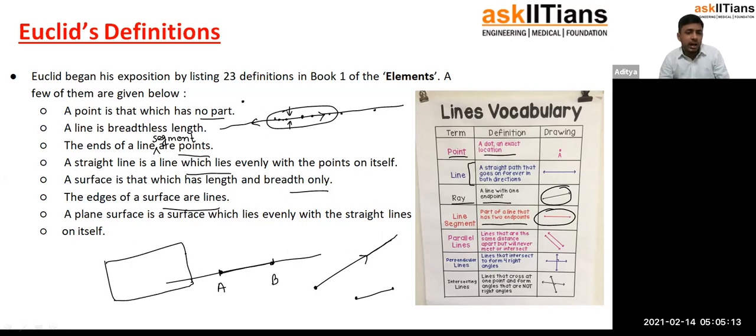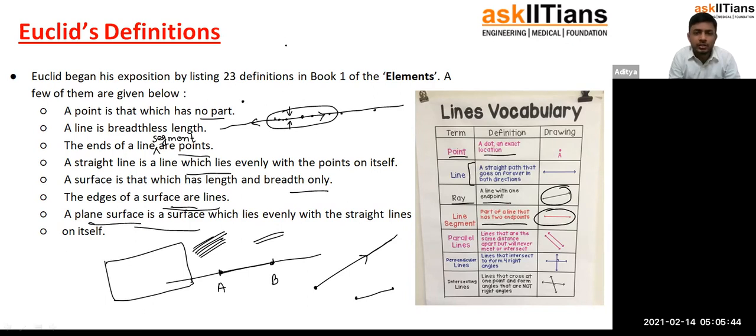Correct? A plane surface is a surface which lies evenly with the straight lines on itself, right? It means that all the lines are lying evenly one next to each other. It is not that two lines are like this, and then the third line is above. No, they are lying evenly on a surface, and that's what constitutes a plane surface, right?